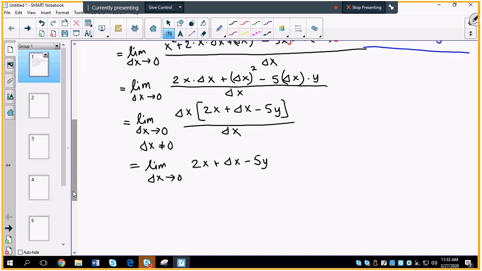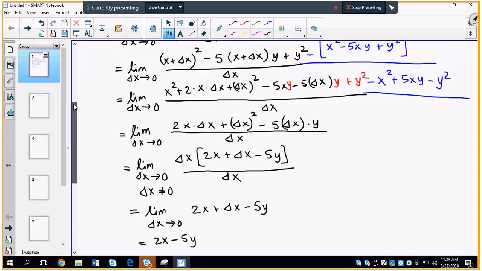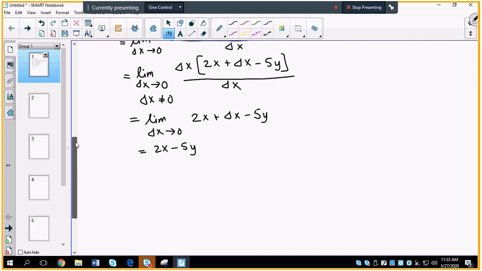Well, direct substitution of delta x equal to 0 will give you 2x minus 5y, which is going to be the partial derivative of the function f with respect to the variable x. And I'm going to repeat that work for y, and then we will talk about the general rule for partial derivatives. All right, so let's try to do the work for y now.